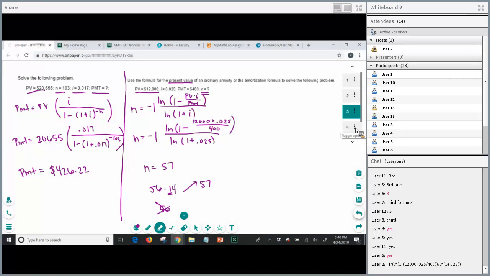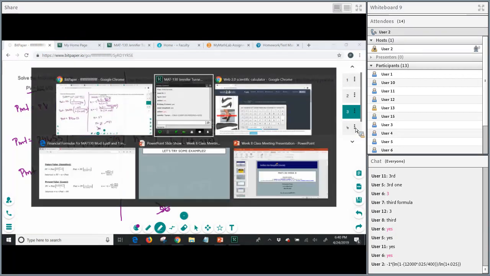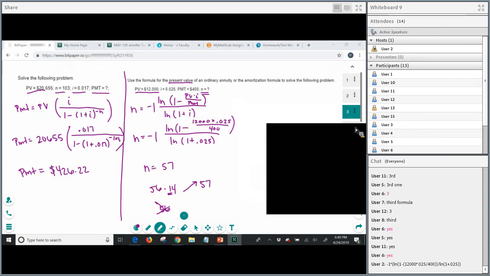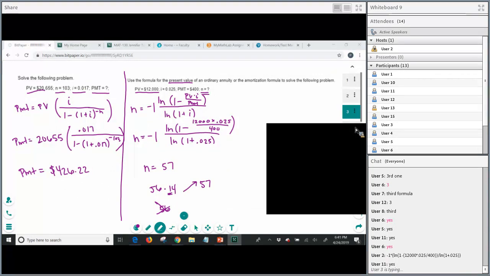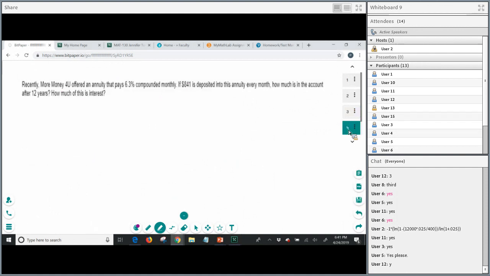So that's basically it for the formulas, guys. There's not much else except for the word problems. So we have about 5 minutes left. You guys want to see a couple word problems? Okay, let's do a couple word problems.